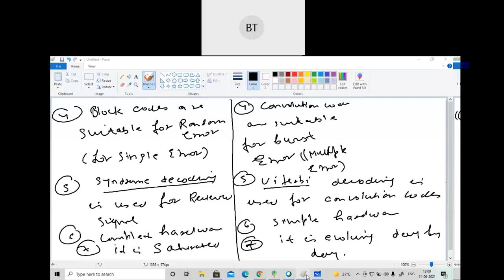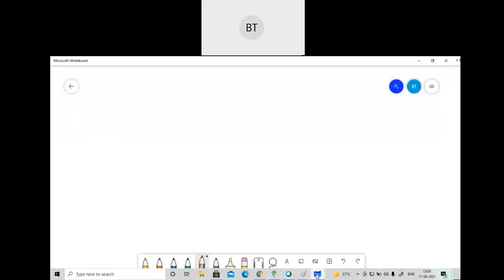Actually, you will enjoy the convolution code. We have seen linear block codes also, cyclic codes also, but the convolution code is even more interesting. You will see how we are dealing with that. So let's start today's heading, that is convolution code.